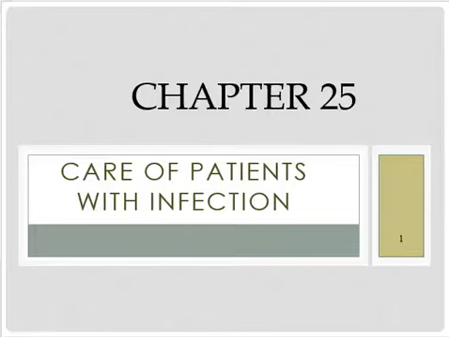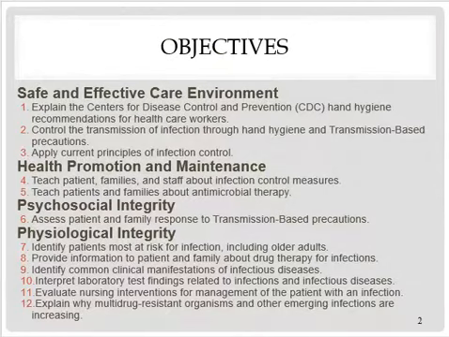This is the audio lecture for Chapter 25, Care of the Patients with Infection. The objectives for this chapter are to explain the Centers for Disease Control and Prevention hand hygiene recommendations for healthcare workers, to control the transmission of infection through hand hygiene and transmission-based precautions, to apply the current principles of infection control, to teach the patient, families, and staff about infection control measures, to teach patients and families about antimicrobial therapy, assess patient and family response to transmission-based precautions.